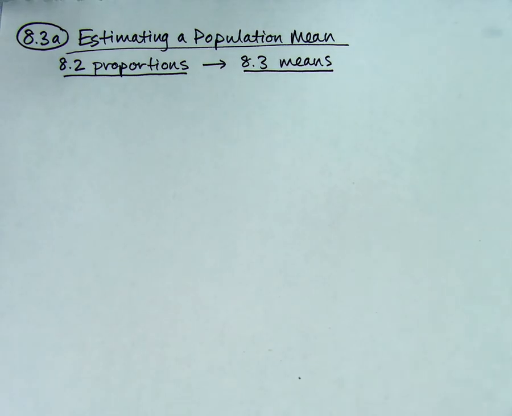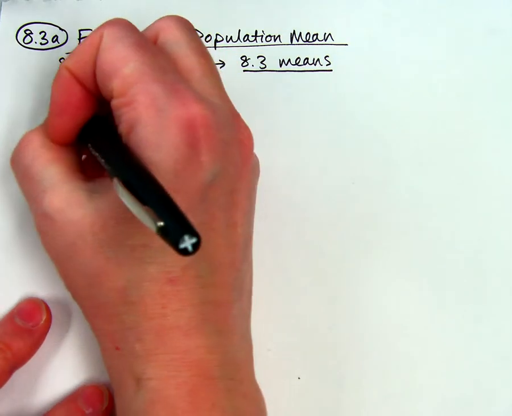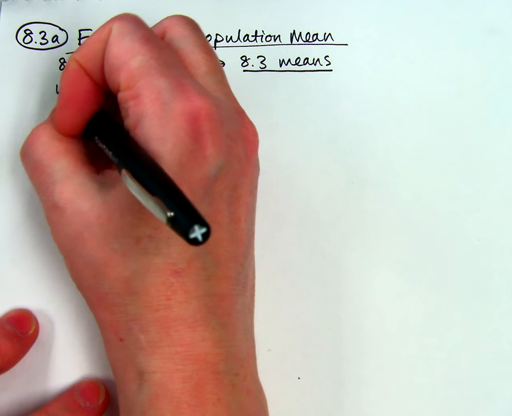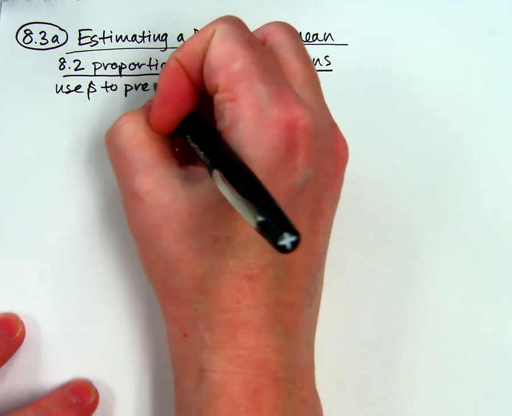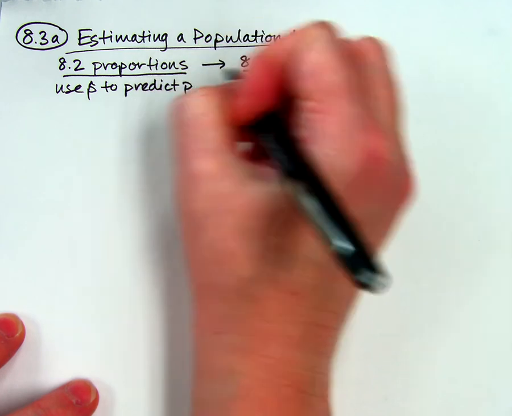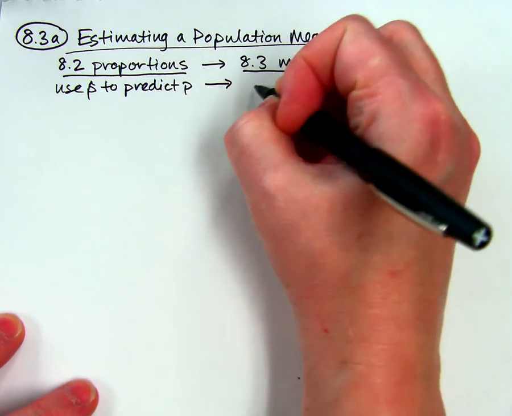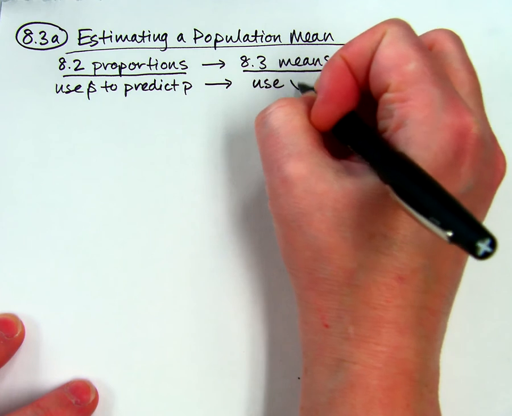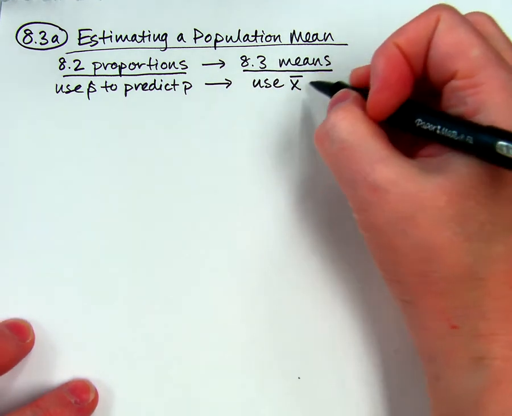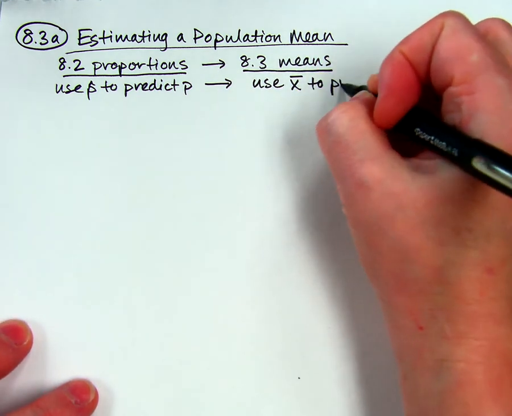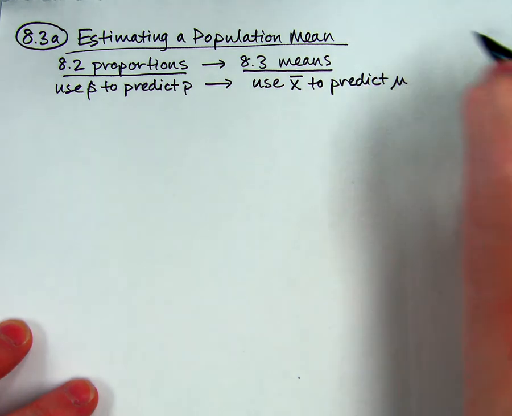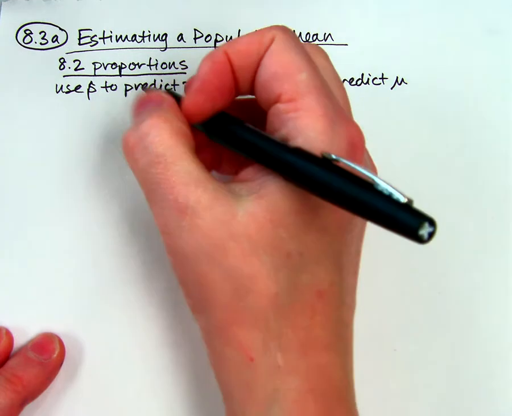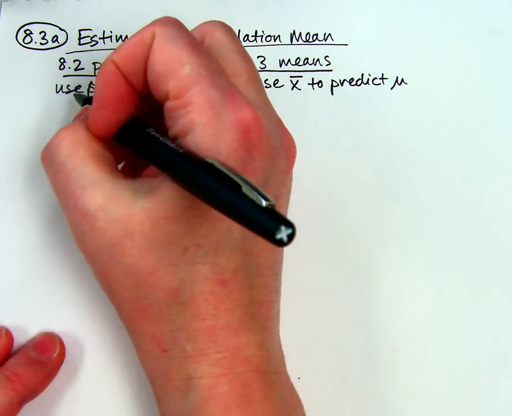We've seen some stuff with means before, and so some of this won't surprise you, but let's just summarize that. In 8.2, we were using p hat to estimate or predict the value of p, which is the population proportion. We're going to change to using x bar as our statistic or estimator to predict the population mean, which is mu. Remember, that's the Greek letter mu. We are going to change a few things about what we do.